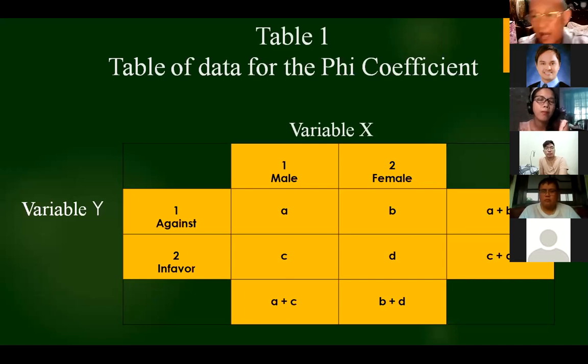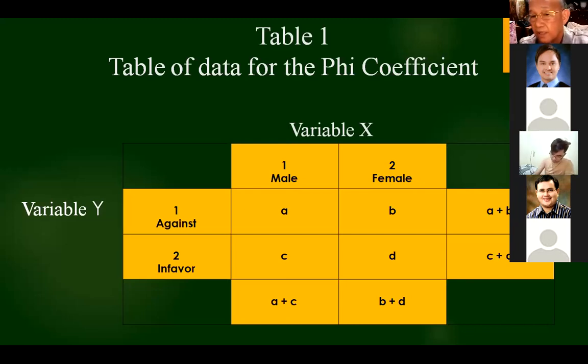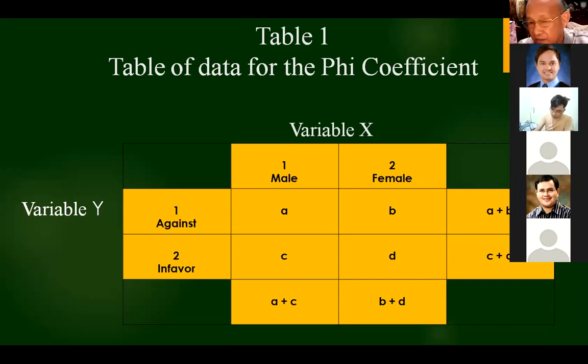Okay? Afterwards, transpose the data to a coefficient matrix like this. It uses 4 cells, A, B, C, D. Cell A constitute the male respondents who express that they are against death penalty. Cell B would be female respondents who are against the death penalty. Cell C would be male respondents in favor of death penalty. And cell D would be female respondents in favor of death penalty.